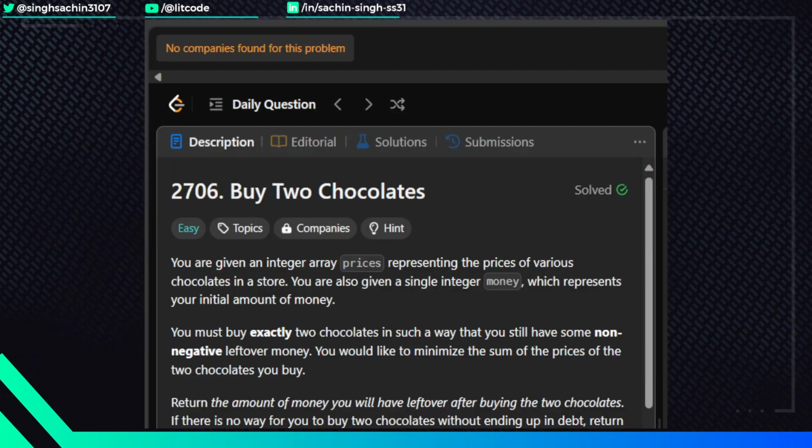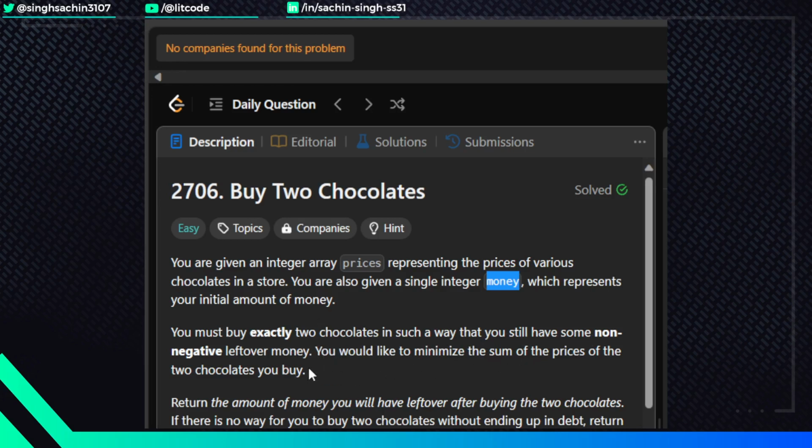So starting with the problem statement, it says you are given an integer array prices representing the prices of various chocolates in a store. We'll also be given a single integer money which represents your initial amount of money. You must buy exactly two chocolates in such a way that you still have some non-negative leftover money. You would like to minimize the sum of the prices of two chocolates.